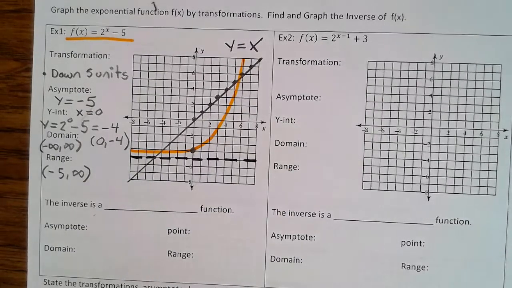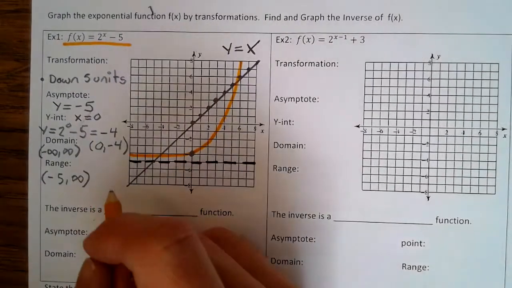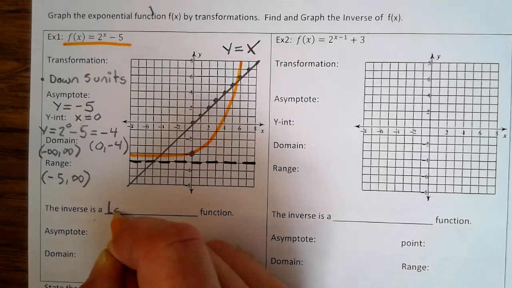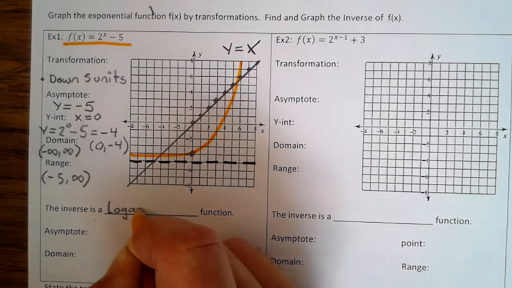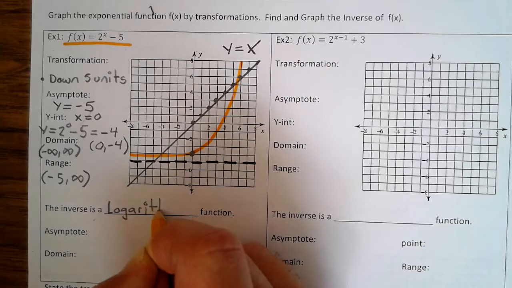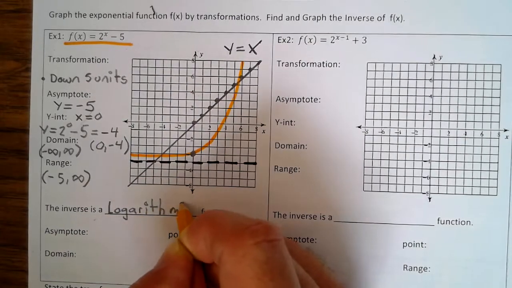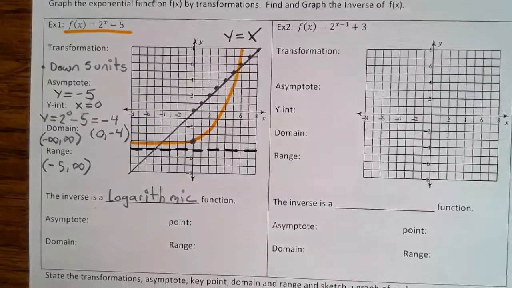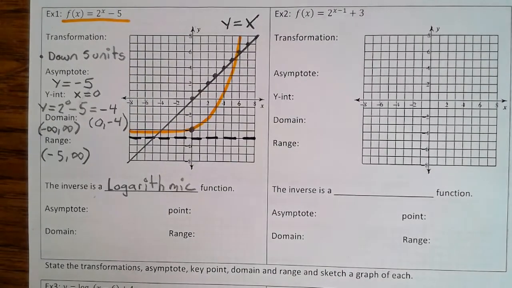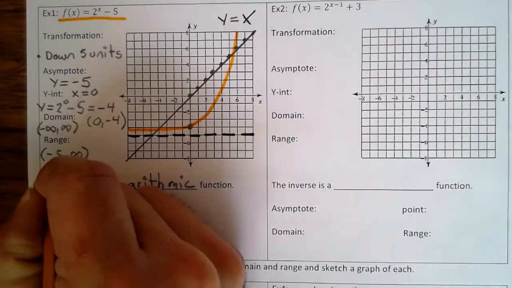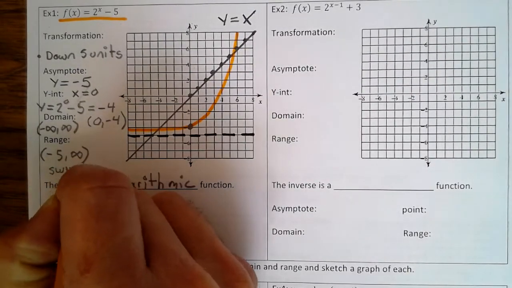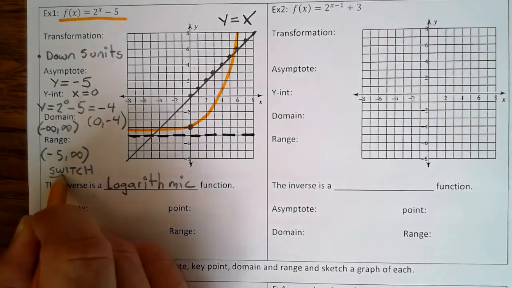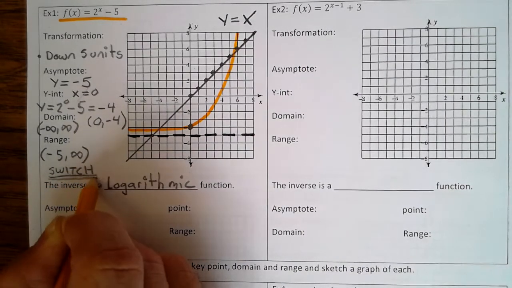So it says the inverse, so the inverse of an exponential is a logarithmic function, okay? Now, we know from inverses that the x and y switch, or the asymptote switches, and the point x and y values switch, the domain and range switch. So the key word is switch. So you just might write that down as a reminder, switch. Okay?